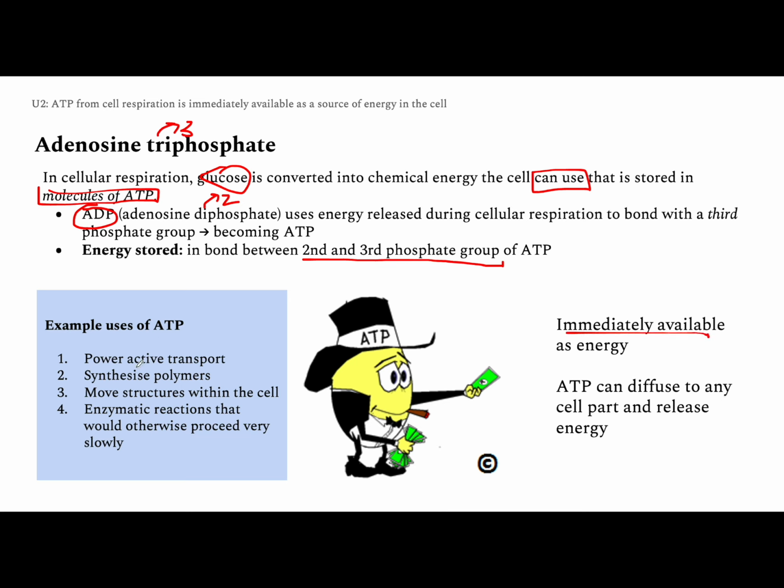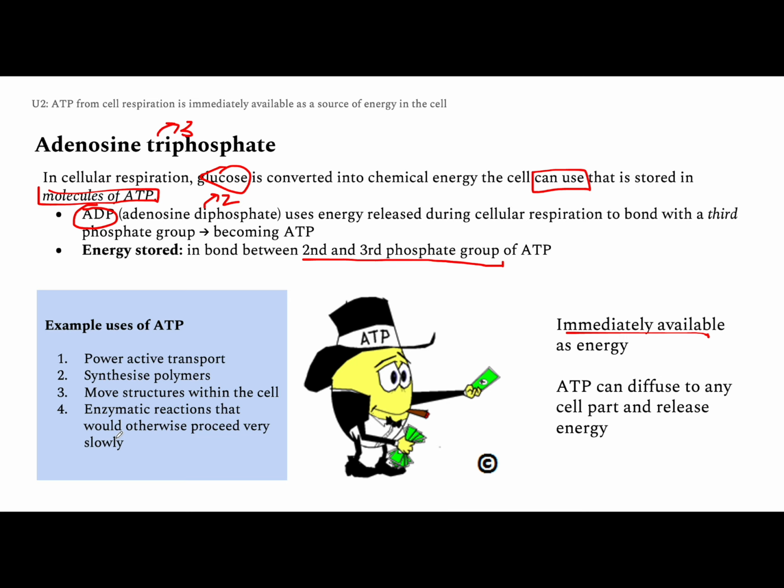Examples of uses are powering active transport, which is movement against the concentration gradient across the membrane, synthesizing polymers from smaller monomers, moving structures within the cell, such as transport vesicles, as well as enzymatic reactions that otherwise proceed very slowly.